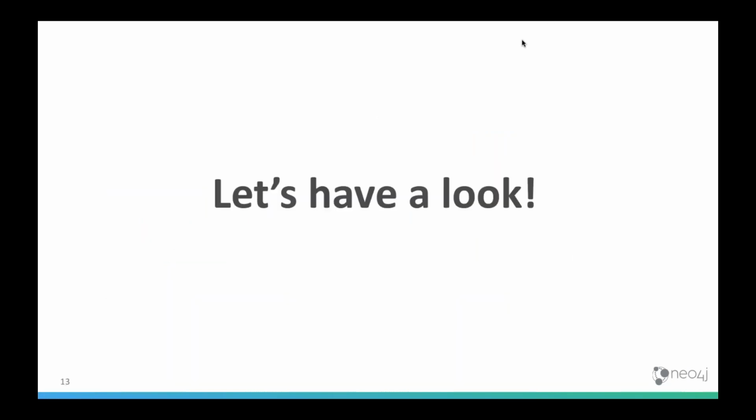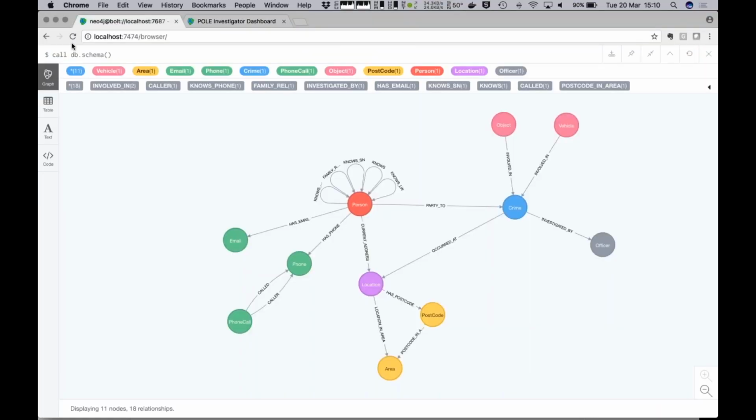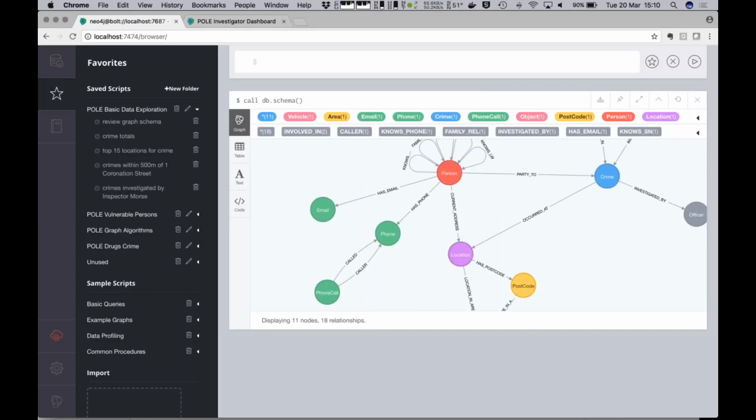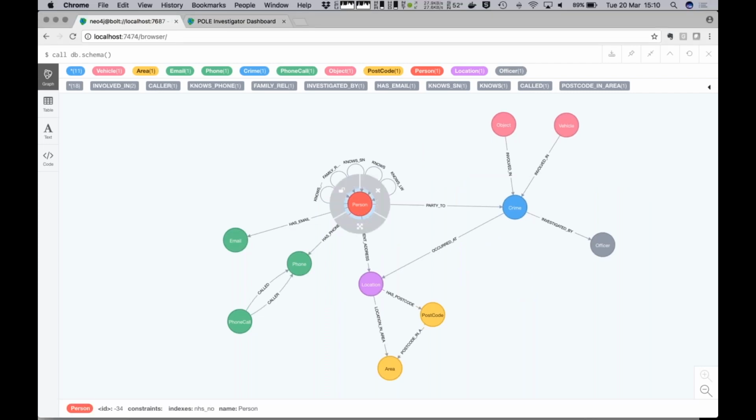So I'll switch over to the Neo4j browser and we'll have a look. So hopefully some of you are familiar with the Neo4j browser. This is the developer tool for investigating a graph and being able to visualize a graph. We'll take a look first at the data model that we built for Pole. So you can see here in red, there's persons, there's locations in purple, there's crimes in blue, which represent events, and then there's objects in pink.